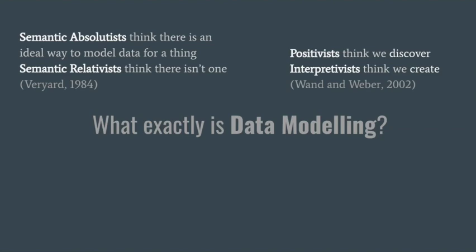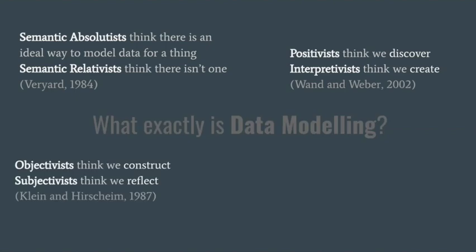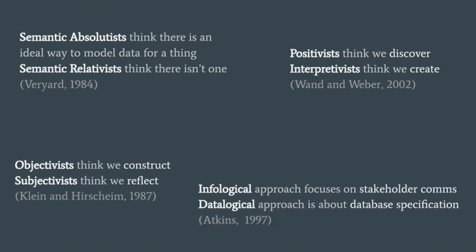There's another view where you could divide people who model data into positivists and interpretativists. So positivists think that we discover the model. Interpretativists think we create one. You could also talk about objectivists and subjectivists, where the first one constructs the model, the other one tries to reflect reality. And when we do that, we really look at two main purposes for which we do it. We could look at the stakeholders and how we communicate with them, but also we could look at data modeling as the tool for database specification.